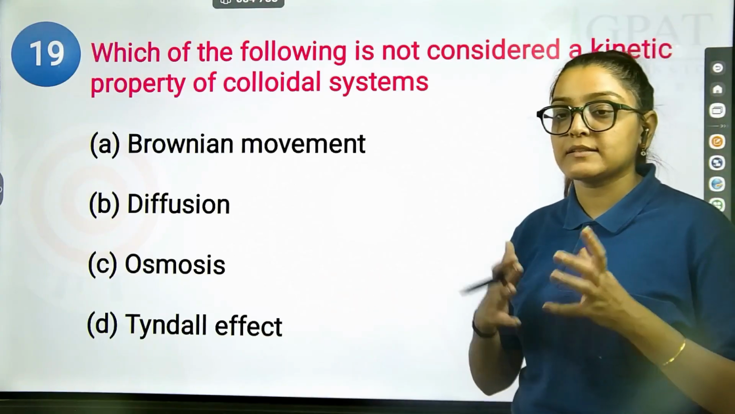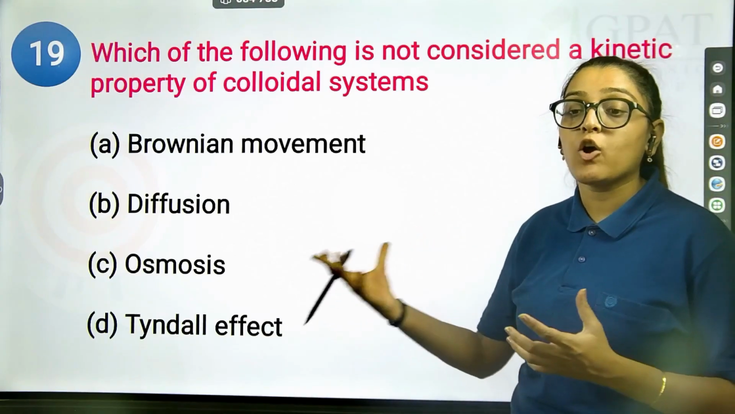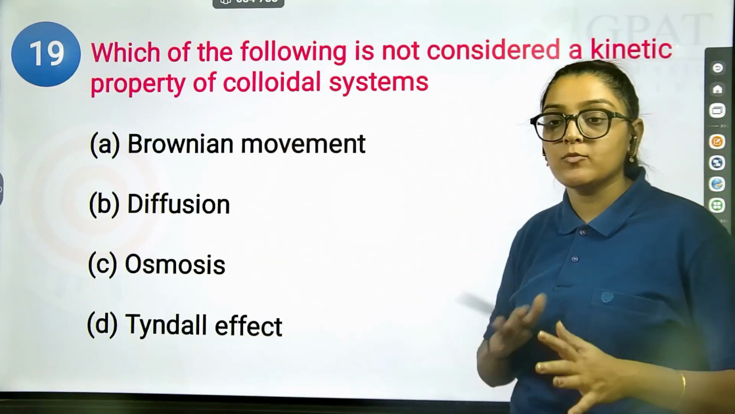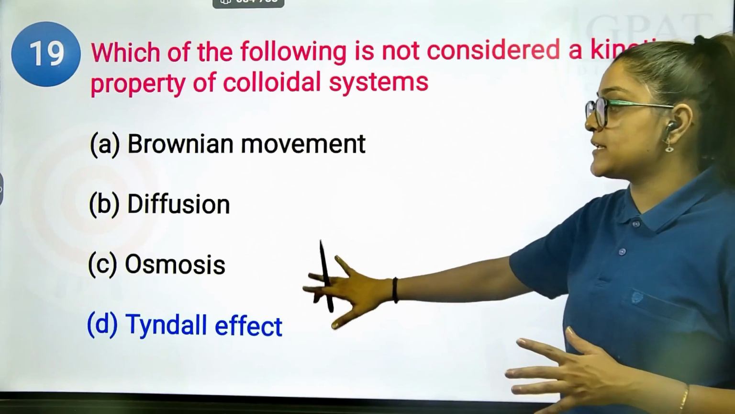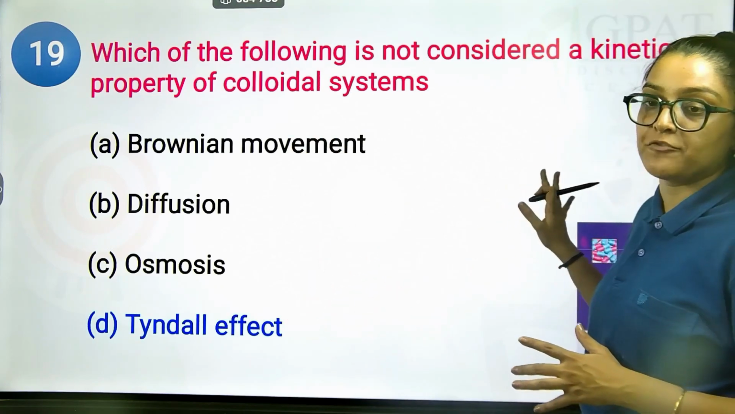So Tyndall effect is a scattering of light which is visualized. So it's an optical property. In all the others, the movement is happening. So these are all the kinetic properties, but this one is the optical property of the colloid.